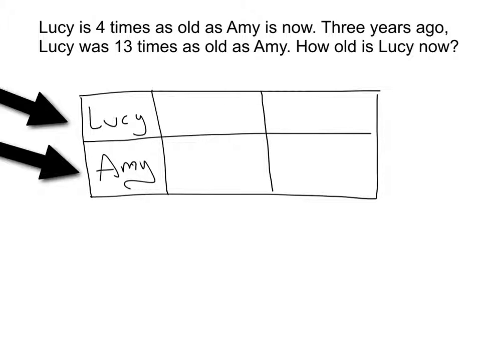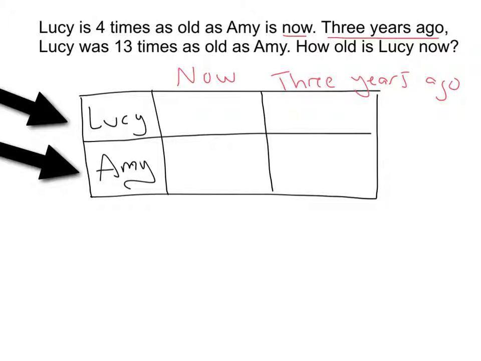So in the first sentence, you can see they're comparing their ages in the now. And in the second sentence, you can see they're comparing their ages 3 years ago. All right, so these are going to be your next two columns. So I'm going to label the middle column now, and I'm going to label the last column 3 years ago.